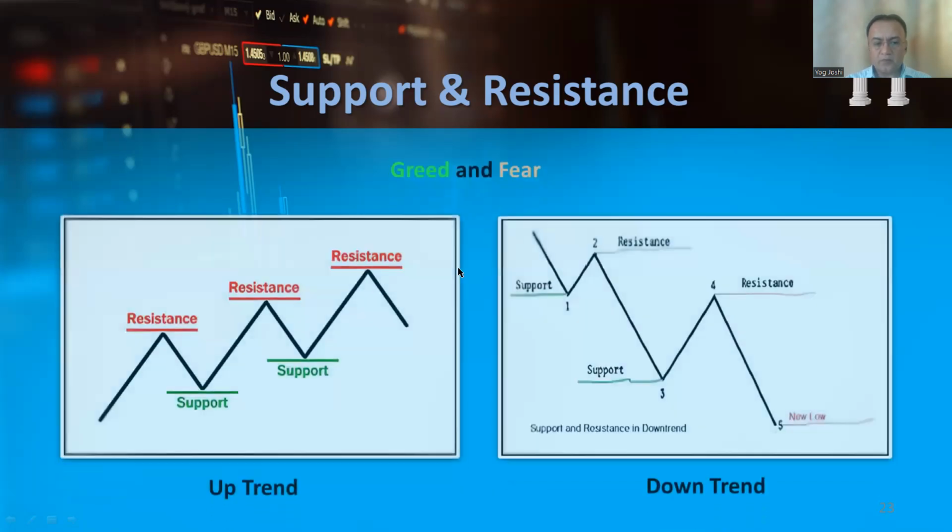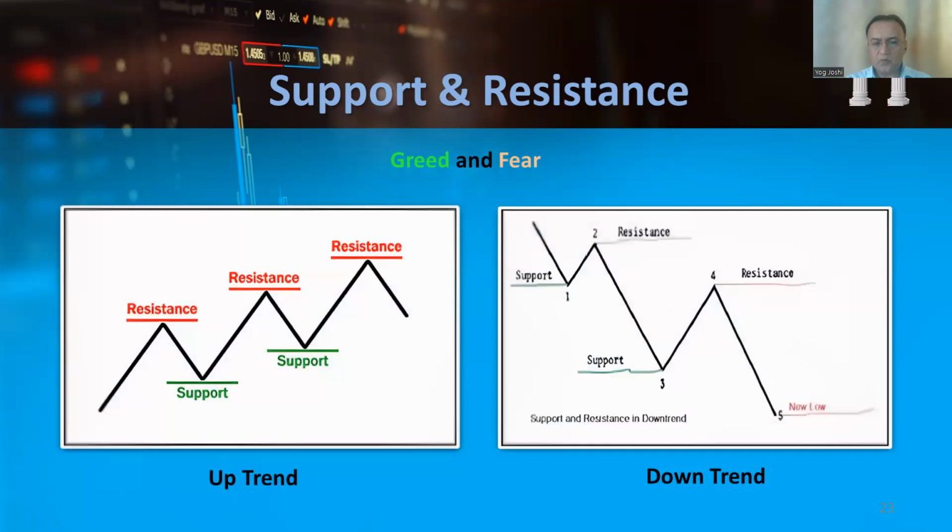Fine. So now we are going to discuss support and resistance. What is the support? What is the resistance? It's just like nothing. It is the greed and fear behind the candlestick patterns, or behind the market. We can say it's the mindset of the buyers and sellers.